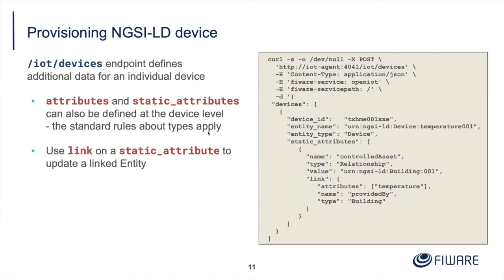Similarly, as I said, for devices, it is possible to add additional data. Once again, you have the attributes and static attributes. There is an open PR to add the idea of links, so that I could have said, I am a temperature gauge in a building, and it would also update the building itself with a providedBy attribute.